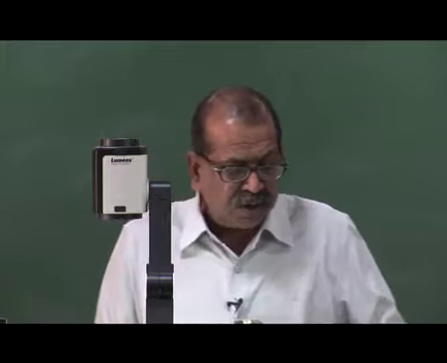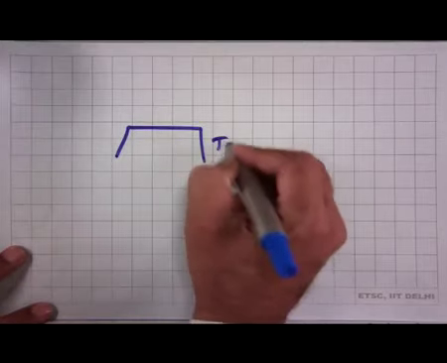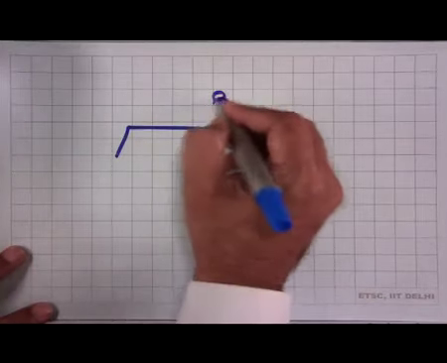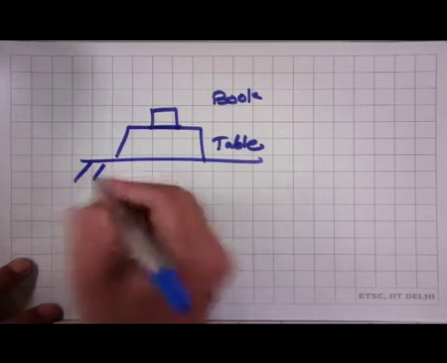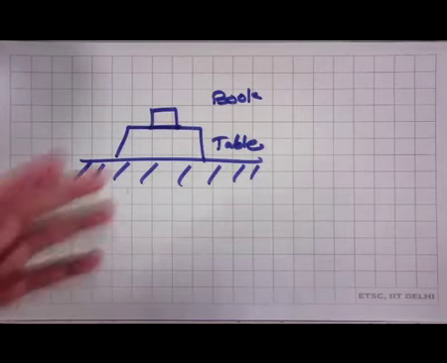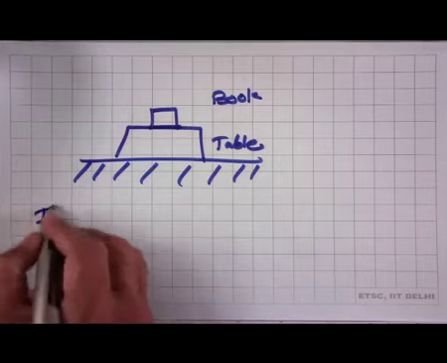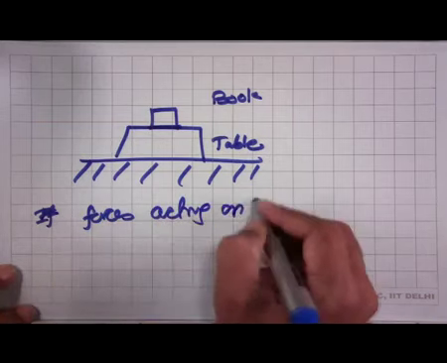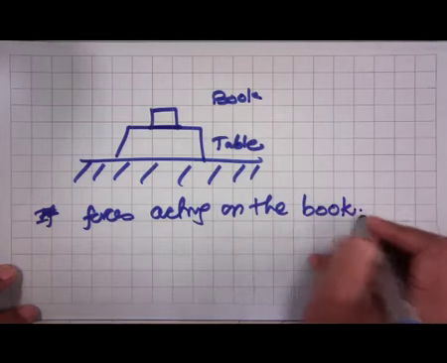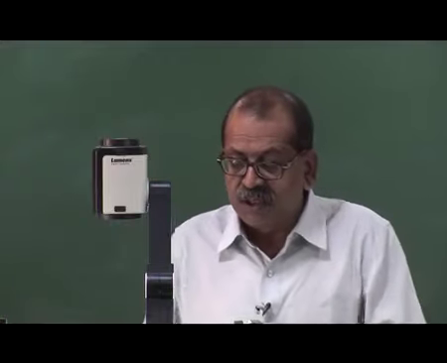Now, to explain this a bit better, let us consider a case of a table on which a book is kept. So, this table is on the surface of the ground, and on the table we have a book. So, here if I analyze the forces which are acting on the book, and we will see a more detailed analysis of different types of forces when we continue with this lecture.